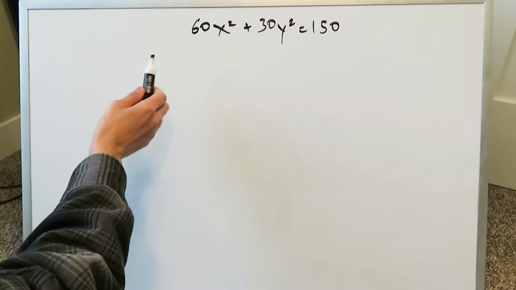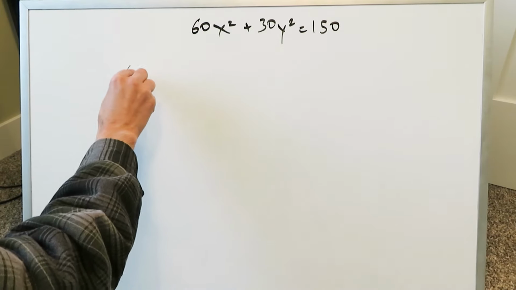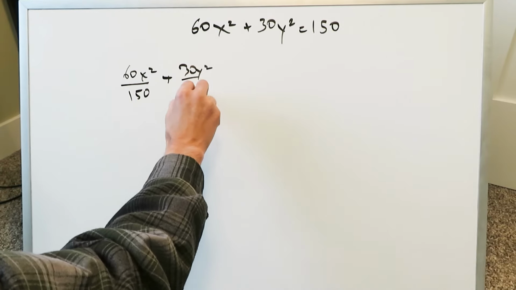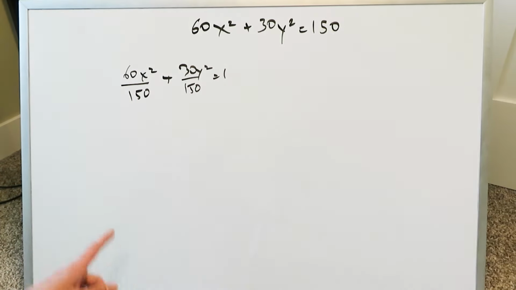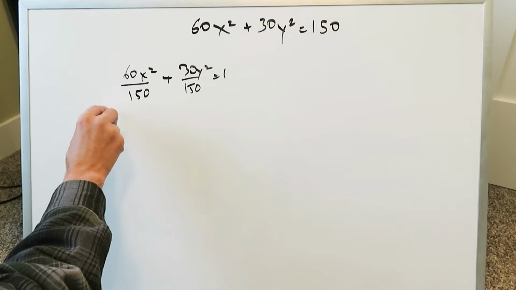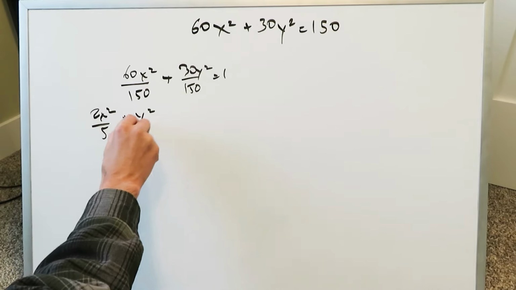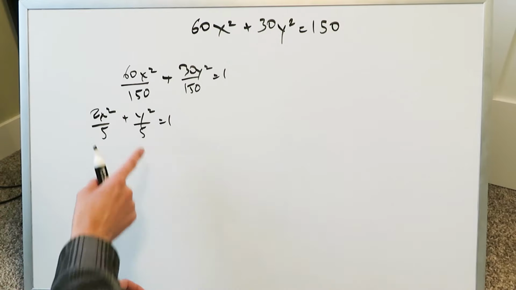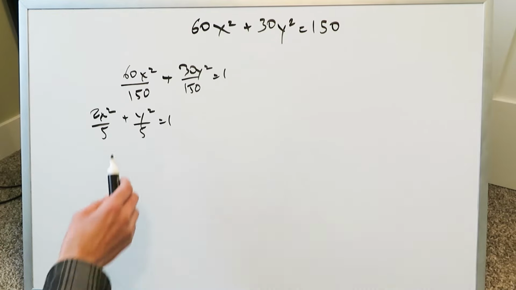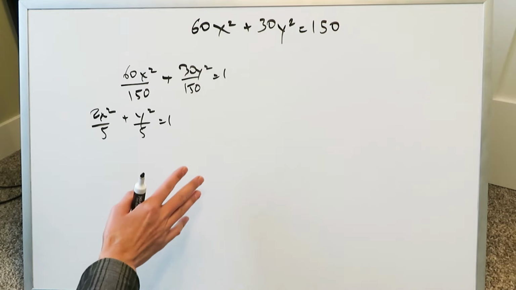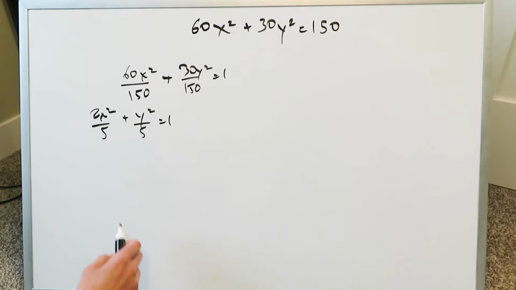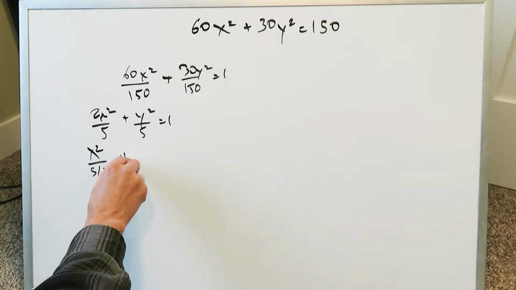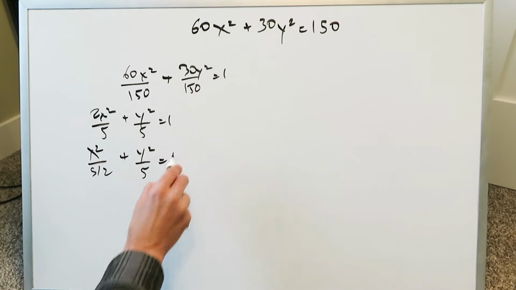So the best thing to do is divide everything by 150 all the way across. You'll have 60x squared over 150 plus 30y squared over 150 is equal to 1. Simplify these. You'll have 2x squared over 5 plus y squared over 5 is equal to 1. This is what I'm talking about. They are coefficients, but we have 2 over 5, 1 over 5. These are coefficients, so it's an ellipse, because you'll have two transverse axes which are not equal to each other. You have to put this in a better form: x squared over 5 over 2 plus y squared over 5 is equal to 1.